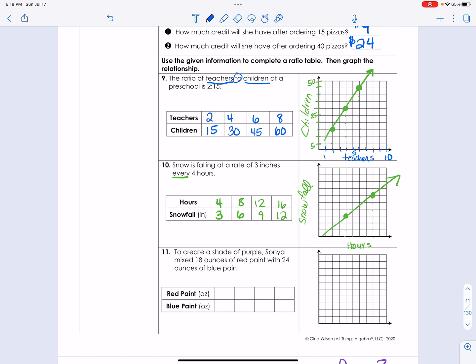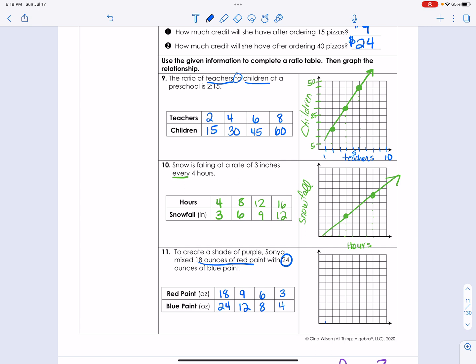Okay, so on the next one, to create a shade of purple, Sonia mixes 18 ounces of red paint with 24 ounces of blue. So 18 to 24. So now you could actually divide that by 2 and go 9 to 12 and make it smaller if you wanted. And divide that by 3 and make that 6 to 8. Oh, divide 18 by 3, sorry. And maybe divide 18 by 6, and that's 3 to 4, right?